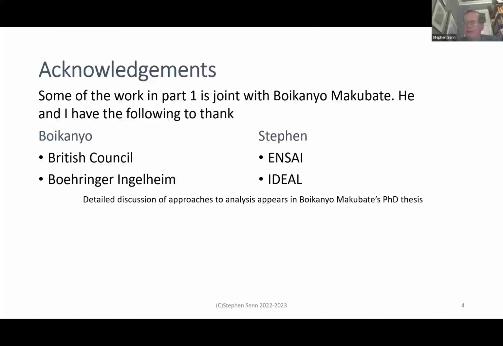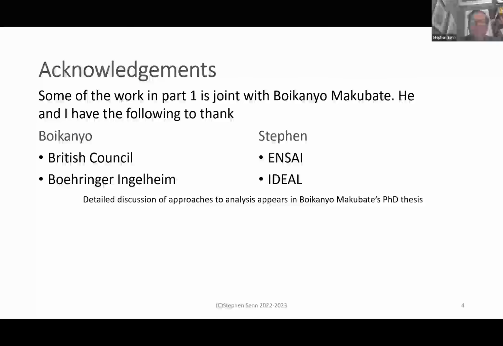As regards the binary outcome work, I have some people to thank. One is my former PhD student, Boikanyo Makabati, who's now back in Botswana, and he was funded by the British Council and by Boehringer Ingelheim. Some of this work was carried out during the time I was on sabbatical at NSAI, which is one of the French grandes écoles based in Rennes, and also as a result of work with the IDEAL project, which was looking at rare diseases.